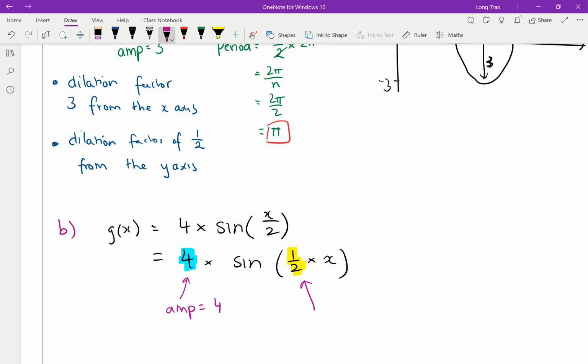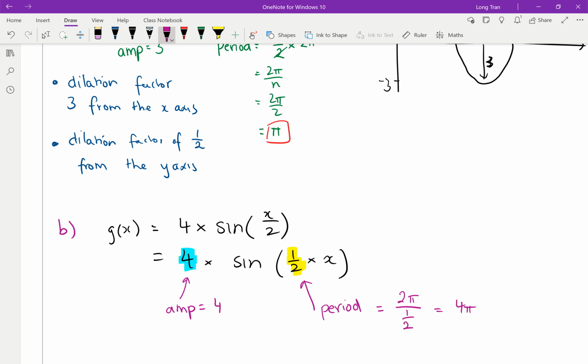And then what I'm doing here now is again a dilation, which changes the period horizontally. So how long it takes to make one cycle. The period is 2 pi on half. Or another way of thinking about it is 2 times 2, which is 4 pi.